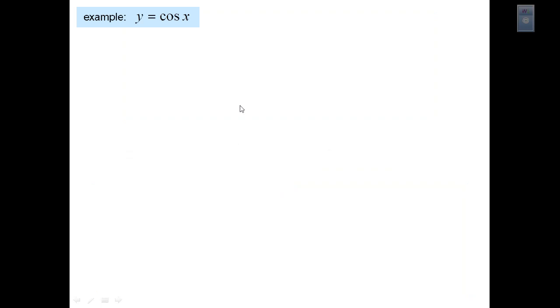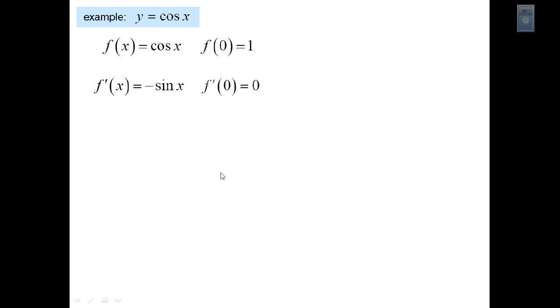All right, so let's do an example. We've got y equals cosine x. We're going to find the Maclaurin series for cosine of x. So f of 0 is going to be our first term, and it's 1. f prime of x is negative sine x. When we evaluate it at 0, we're going to get 0. f double prime of x equals negative cosine x, which is going to give us negative 1 when we evaluate it at 0.